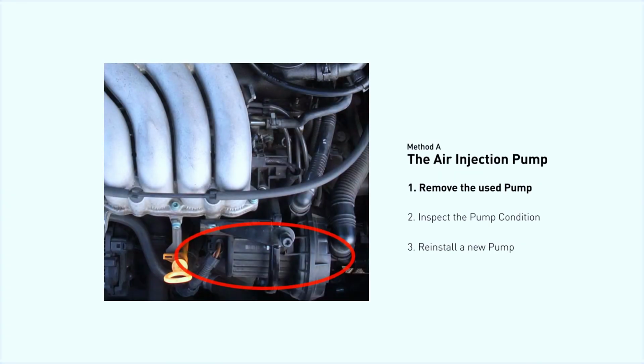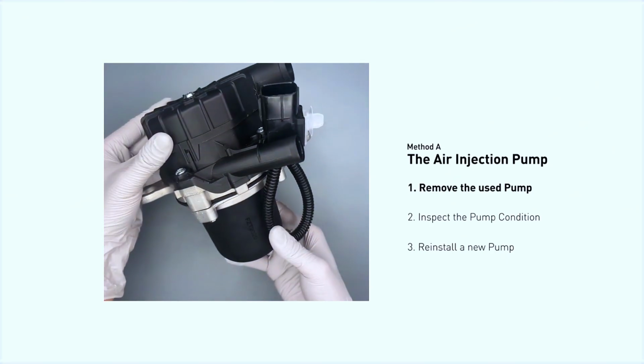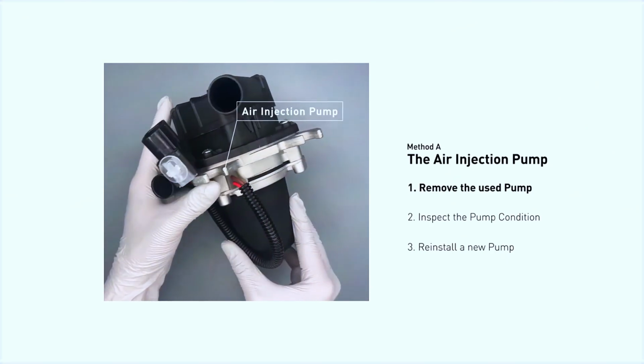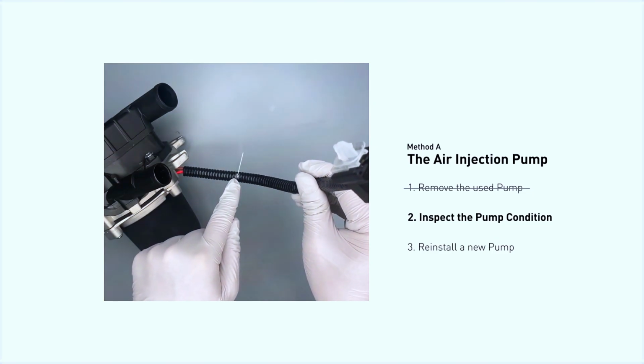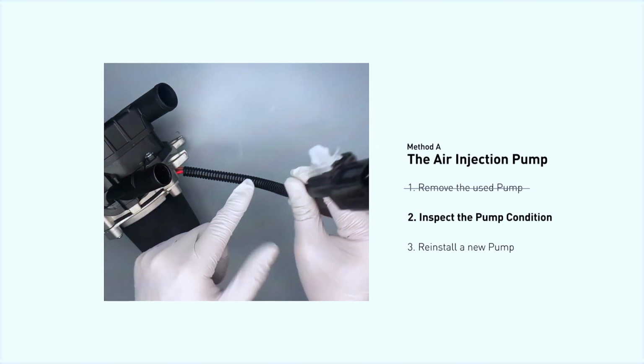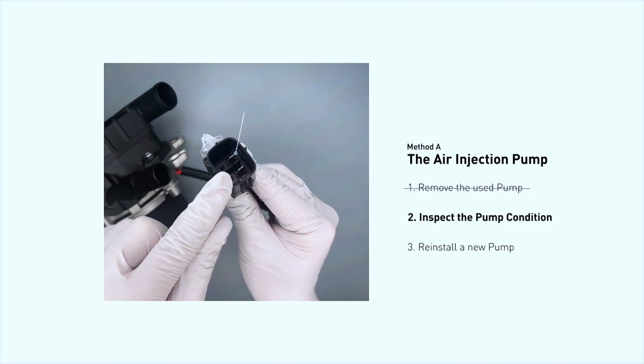The air injection pump will be placed at the front of the engine, with a serpentine belt wrapped around it. First, carefully remove the air injection pump from your engine. Visually inspect the air injection pump's pipe and the connector for any damages.